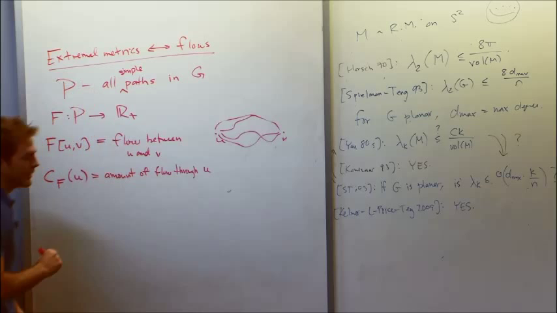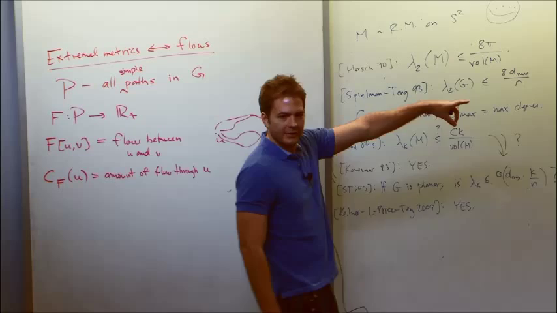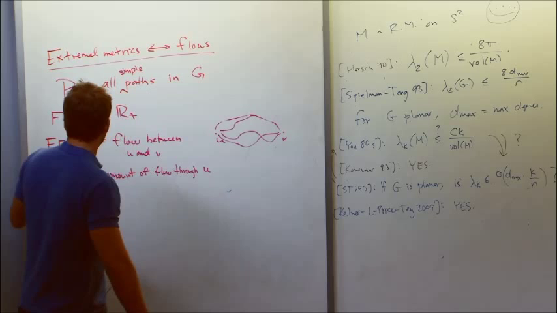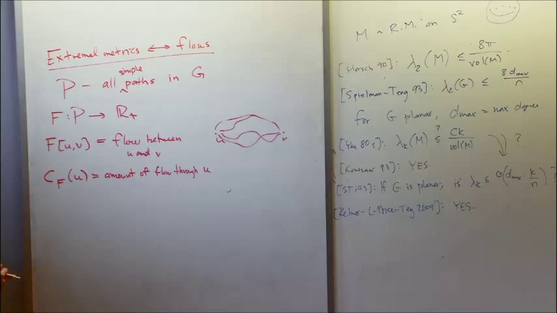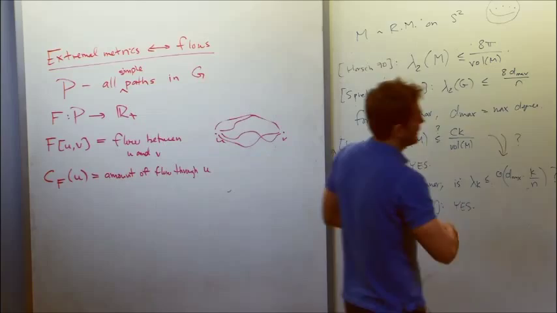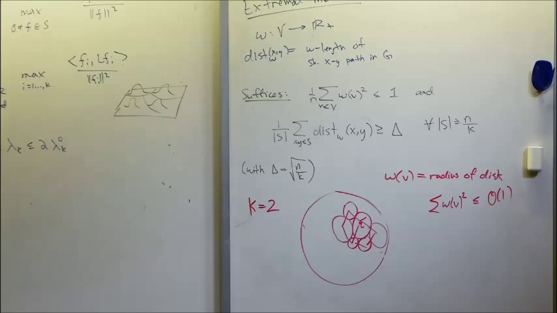These turn out to be the dual objects to metrics, just because when you write down the constraints of the triangle inequality, the flows are the dual variables corresponding to the constraint, one constraint for every path. And if you want to find the best metric here, for instance, you want to maximize this value delta, what does it correspond to in the flow setting?